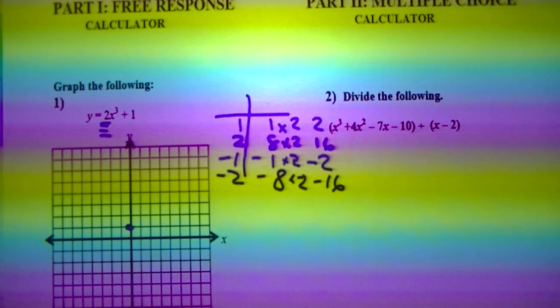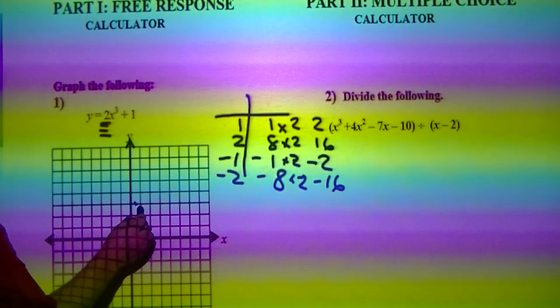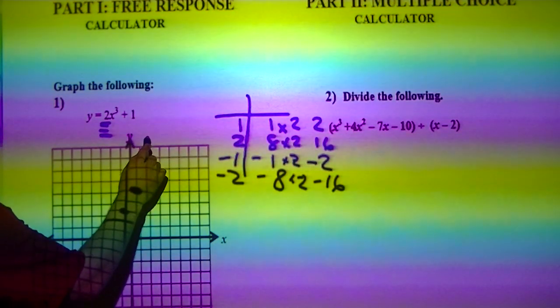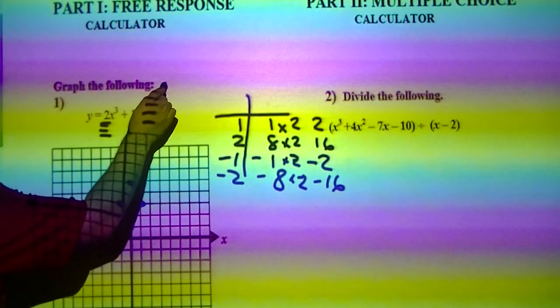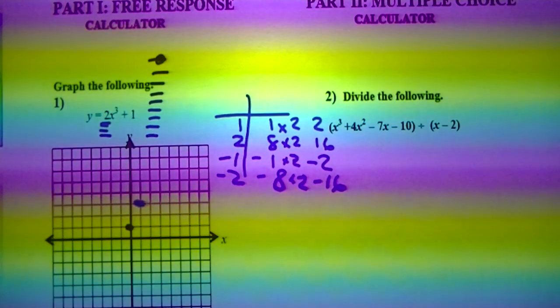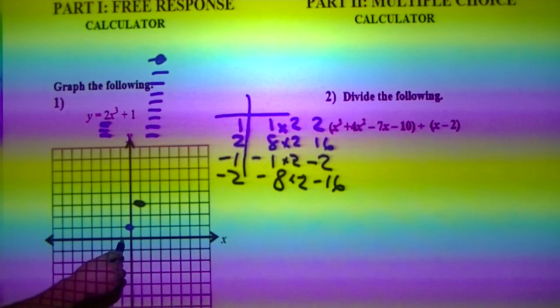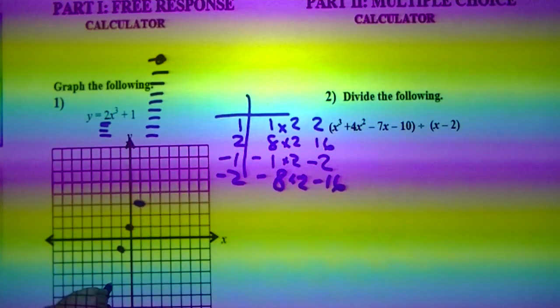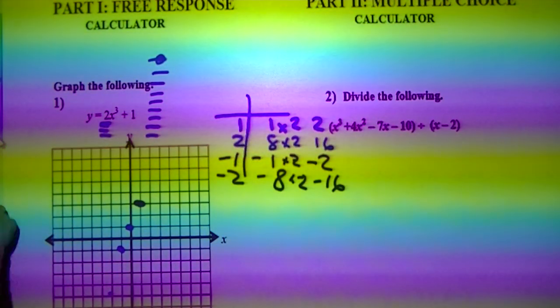-16. So from here, I'm going 1 right, 2 up, 2 right, 1, 2, 3, 4, 5, 6, 7, 8, 9, 10, 11, 12, 13, 14, 15, 16. Okay, this one is 1 left, 2 down, then 1, 2, 1, 2, 3, 4, 5, 6, 7, 8.